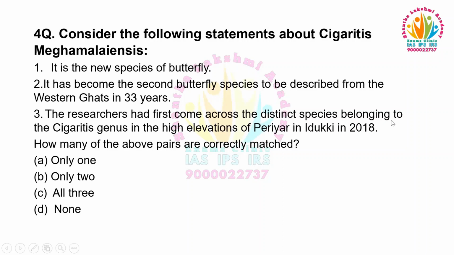Consider the following statements about Sigaritis megamalayensis. It is a new species of butterfly. It has become the second butterfly species to be described from the Western Ghats in 33 years. The researchers had first come across the distinct species belonging to the Sigaritis genus in the high elevation of the Periyar in Idukki in 2018. How many of the above statements are correct? Only one, only two, all three, none.